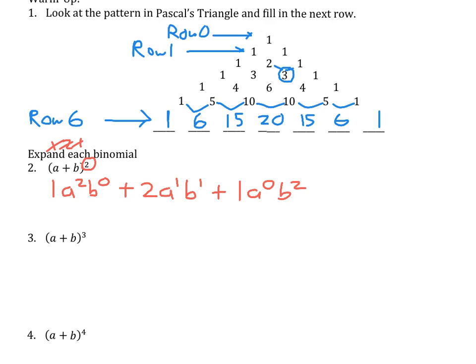And now let's just simplify. We don't need the 1 in front, so it's just A squared, and B to the 0 is 1. A squared plus 2AB plus 1 times 1 again times B squared.